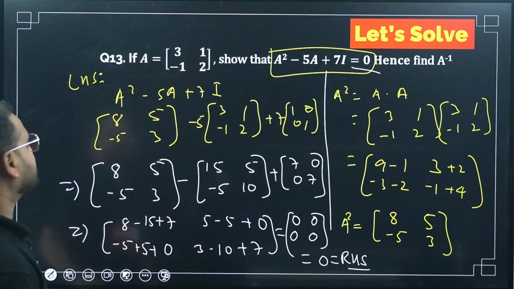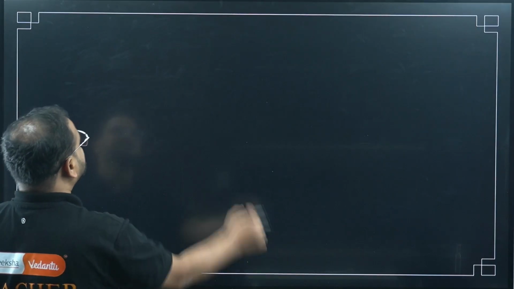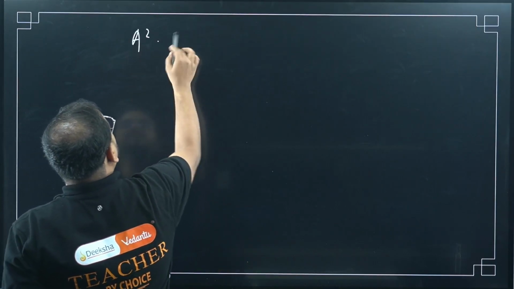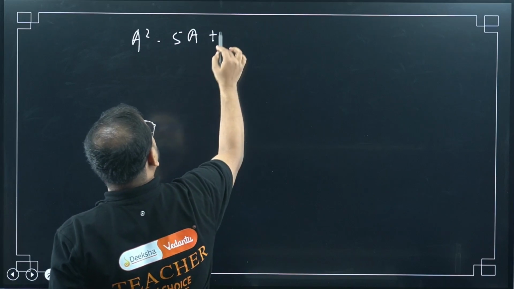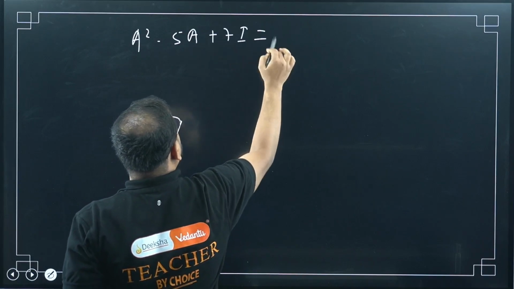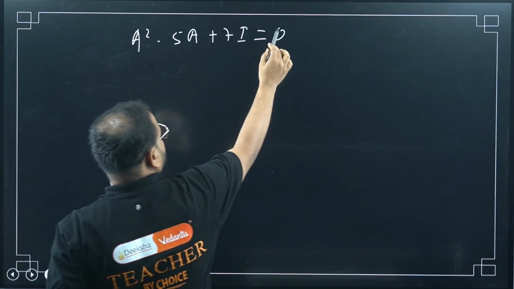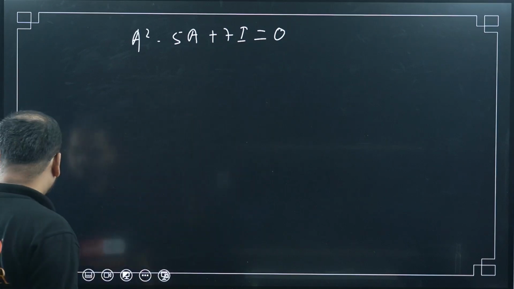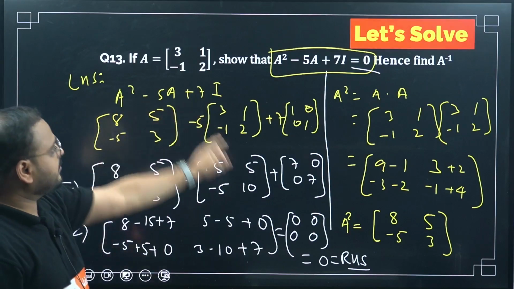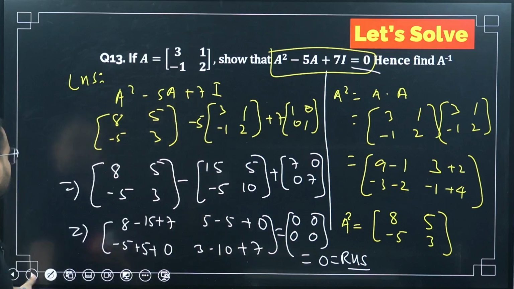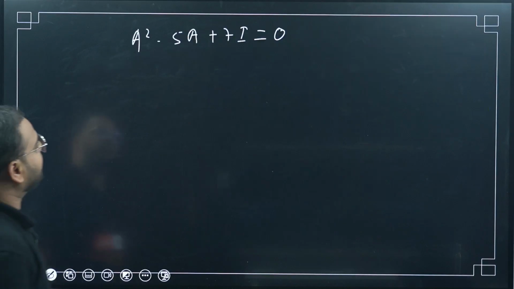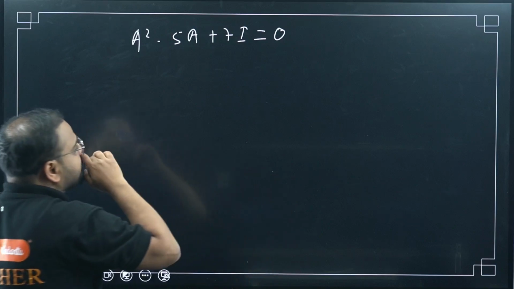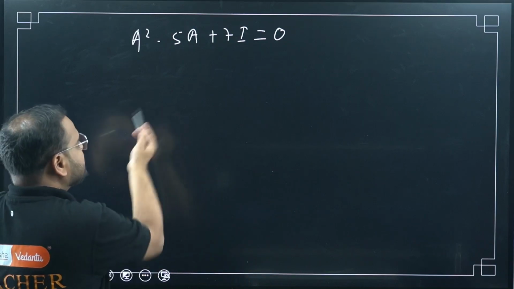Now we have to find A inverse. So we write the condition again: A square minus 5A plus 7I. Now this is true, right? We proved it valid. Please check, A square minus 5A plus 7I, we got it equal to 0. So this is true. We have to find A inverse. So how will you find A inverse? By multiplying. Obviously there is no inverse here.